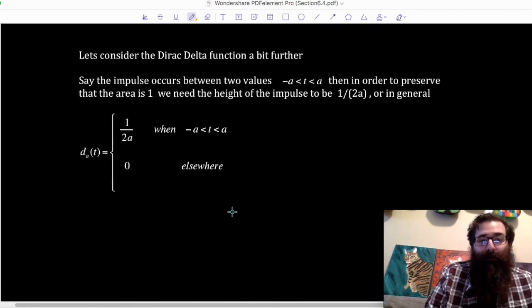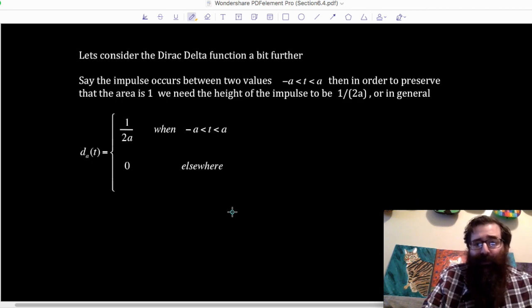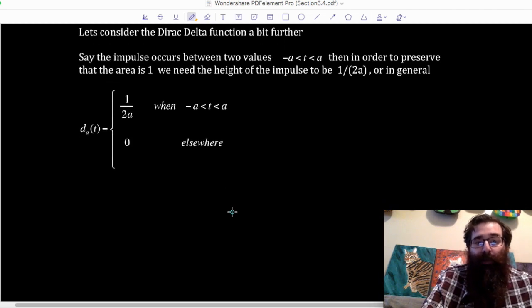So let's say that our impulse occurs between two values, and not necessarily at a singular value, but over some range of values from negative a to a in the t direction. Then we really want to be focusing on and preserving the idea that the area is 1. So in this case, we would need the height of the impulse to be a bit more restricted. It wouldn't just go to infinity then. We would say in particular, if I'm between negative a and a with that nice symmetry, I would need the height of the impulse to actually be 1 over 2a.